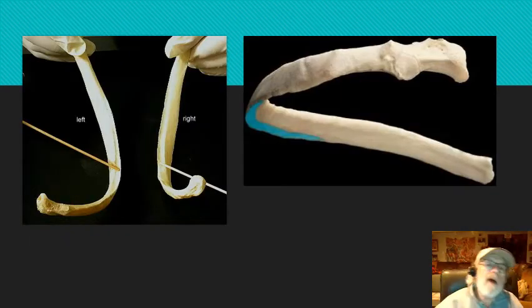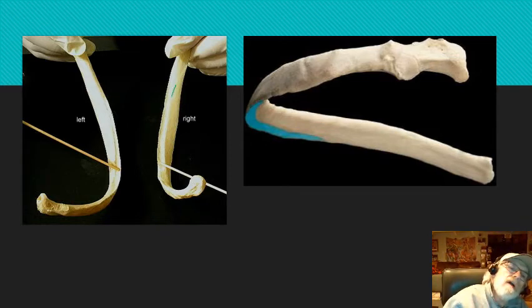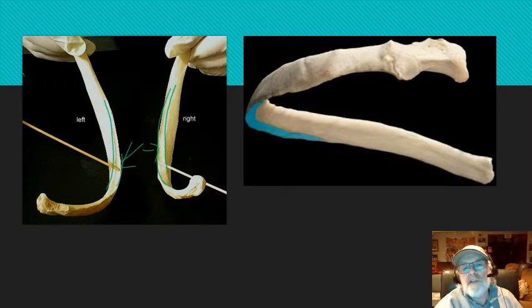Now, if I look at the bottom side of the rib, this really shows it pretty well. Look right there. See that little groove? You can see the little groove right there. And you can see it there. It's in blue. Somebody outlined it in blue up in here. That's that little groove on the undersurface of the rib where the nerve, artery, and vein will run.